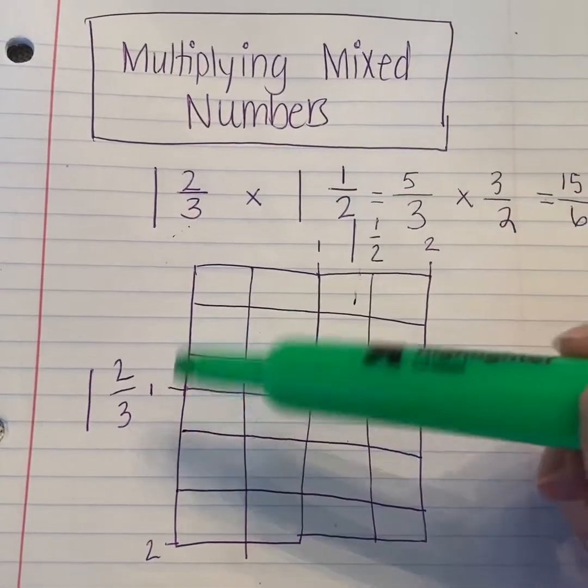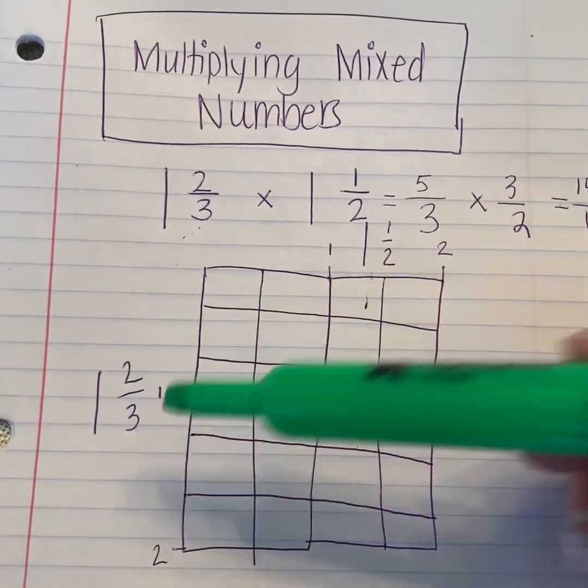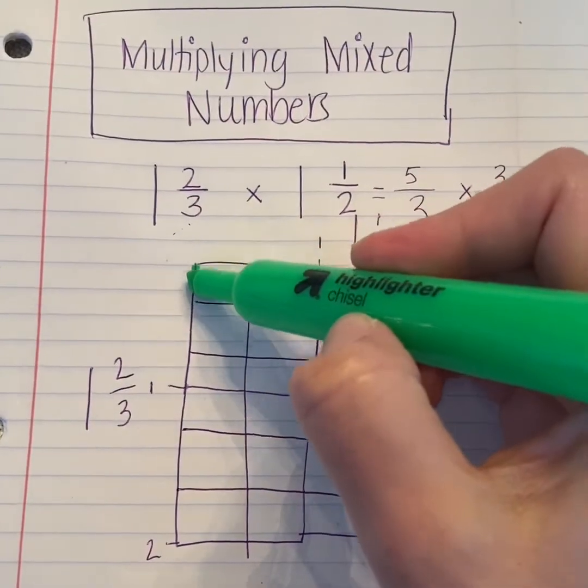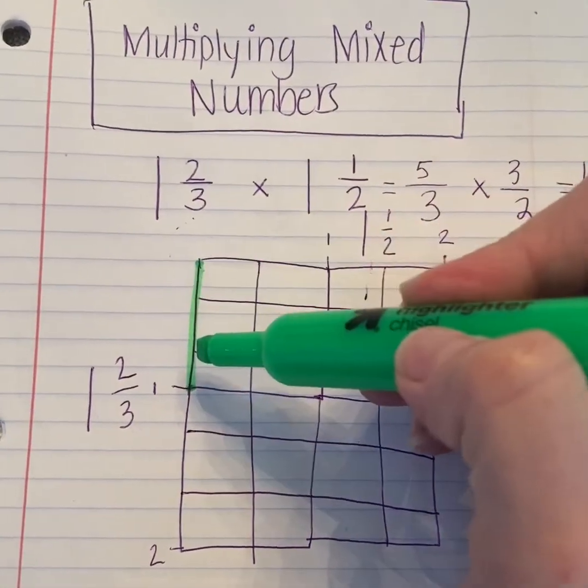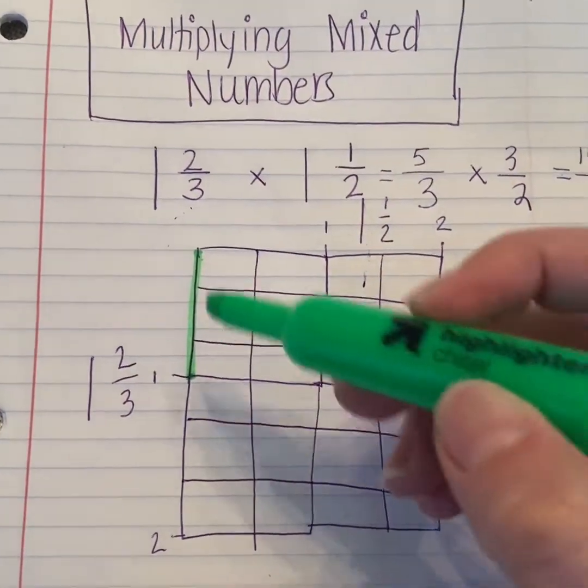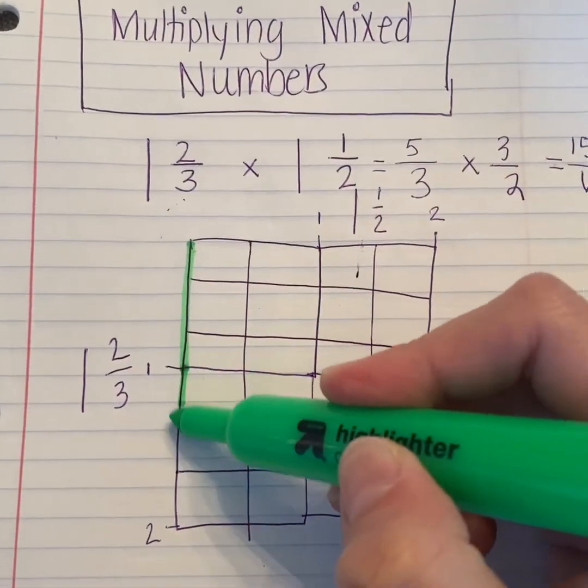Okay, so just like before, I'm going to look at this fraction. I'm going to say, okay, I have 1 2/3. So I'm going to shade 1 because I have 1 whole. And then how many thirds? You got it. 1, 2.